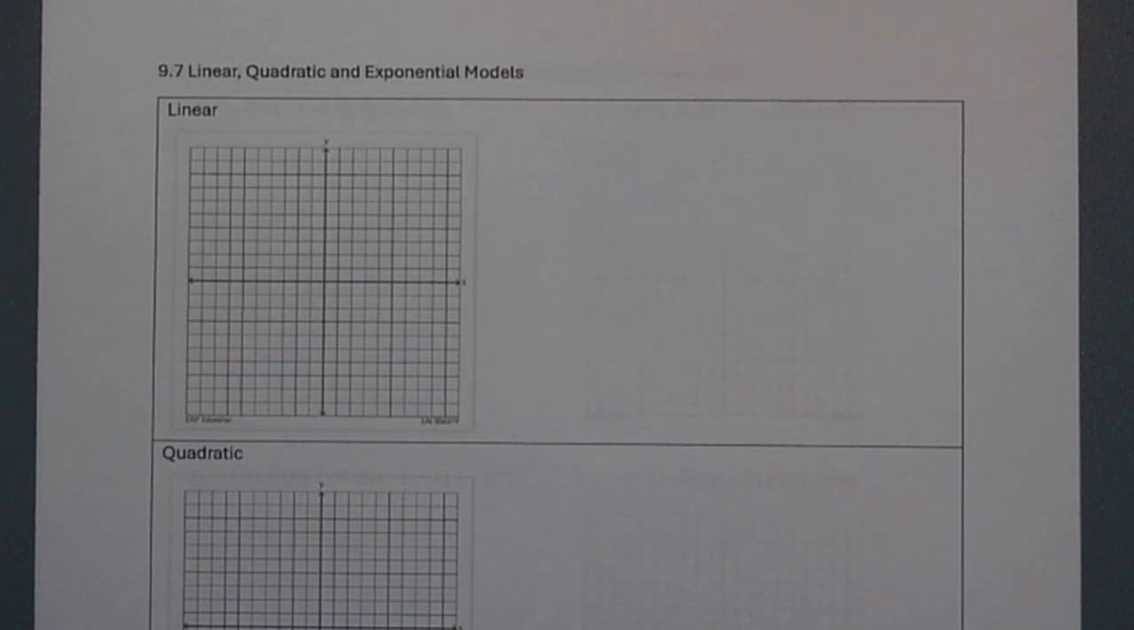Welcome back to Chapter 9. This is 9.7, Linear, Quadratic, and Exponential Models.